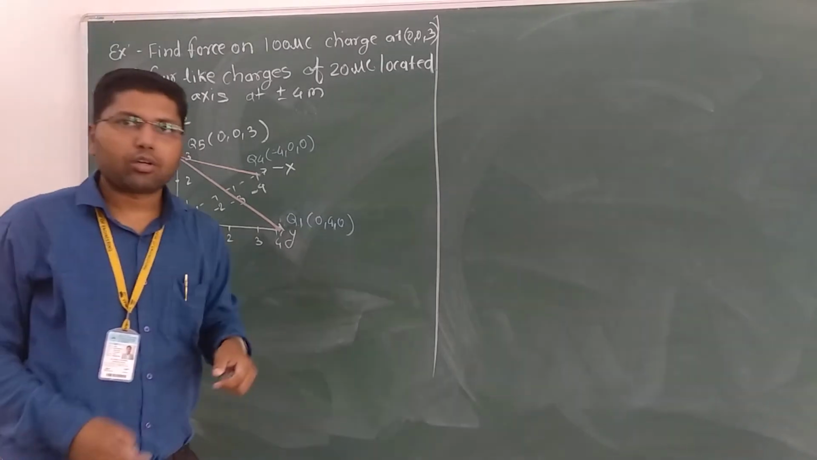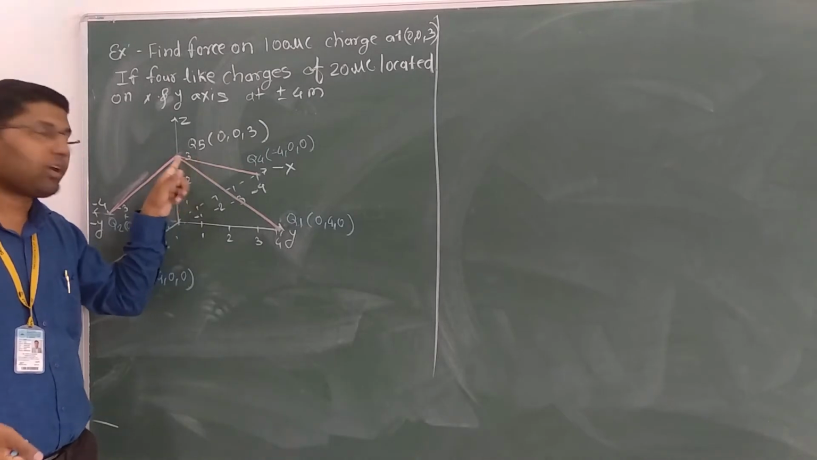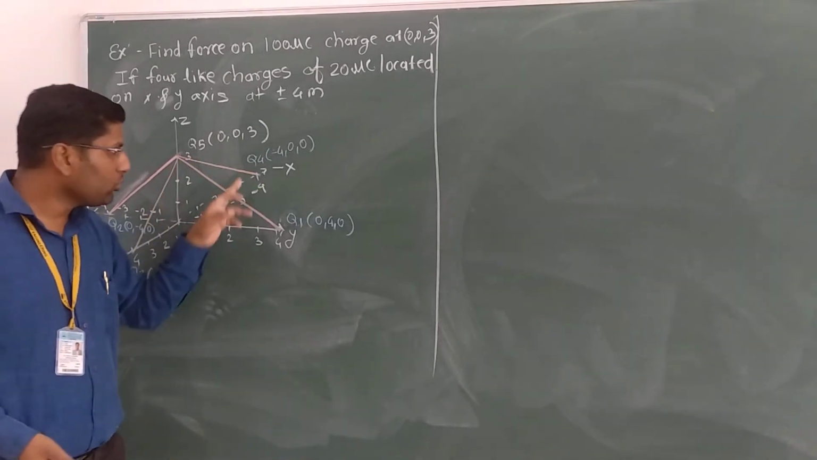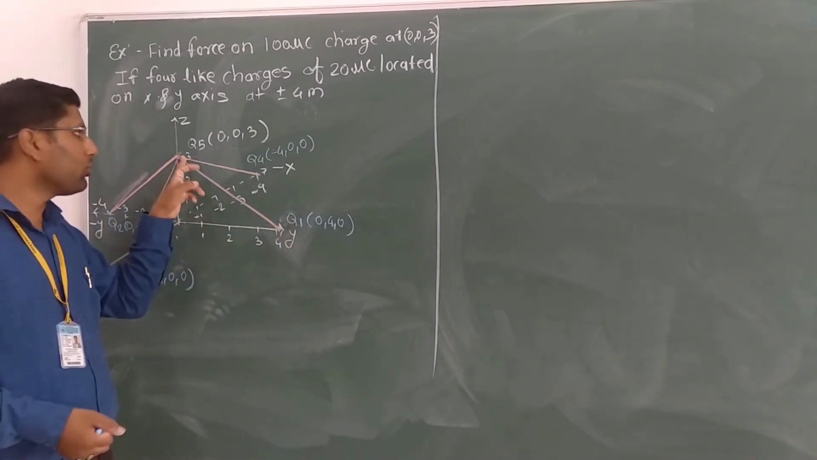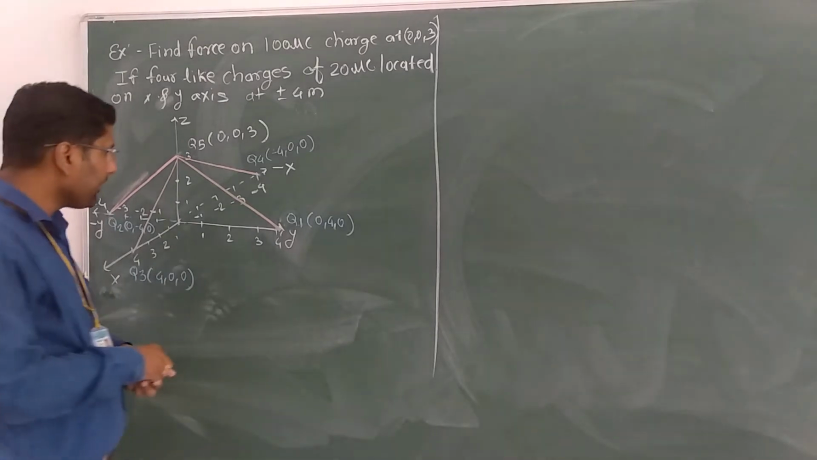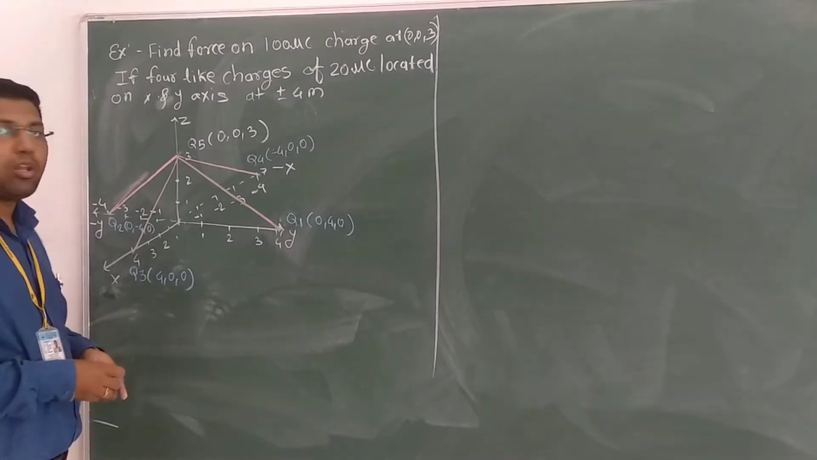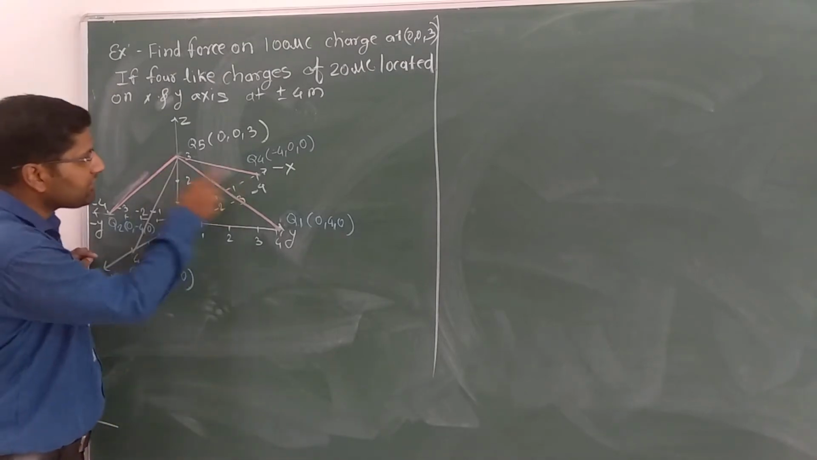We have to find the force from all the charges onto this point. What do you have to find? Through Q1, Q2, Q3 and Q4, you have to find the force on Q5. Getting it? So we will solve it, and first of all we have to find the distance between them.